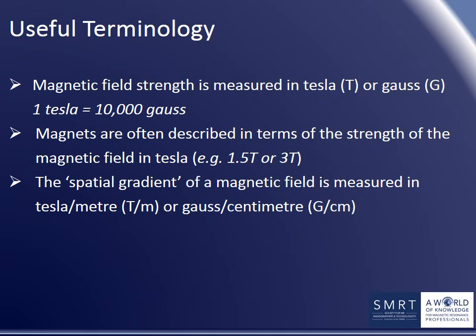The strength of a magnetic field is measured in Tesla or Gauss, where 1 Tesla is equivalent to 10,000 Gauss. Most MRI systems are described by the strength of the static magnetic field in Tesla. MRI scanners in your institution may be referred to as a 1.5T or 3T scanner. Any spatial gradient or change in a magnetic field with distance is measured in Tesla per meter or Gauss per centimeter, as the value varies with distance.